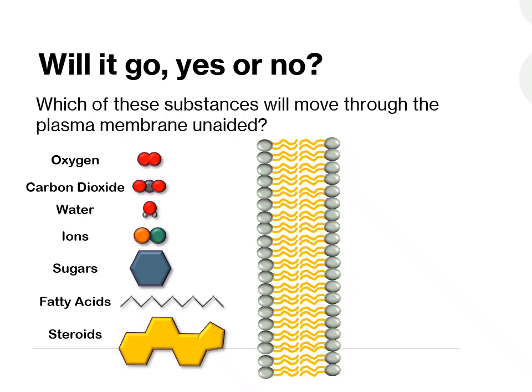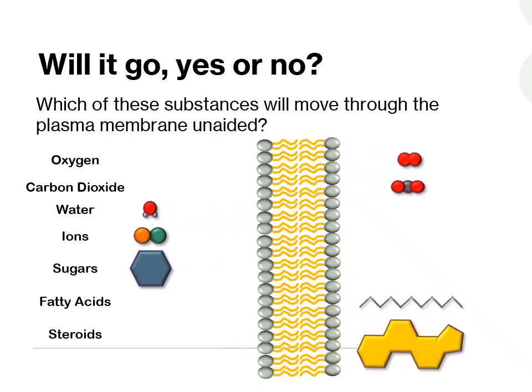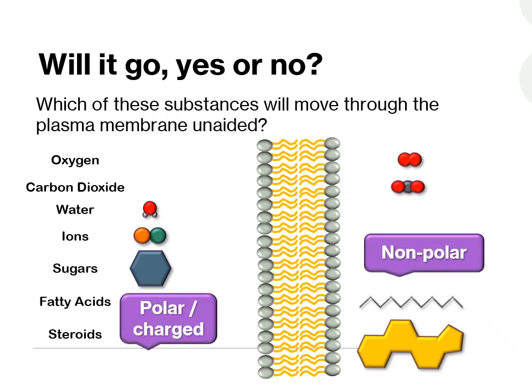Okay, let's have a look. Did your list match what just happened? Why do you think some of them were able to cross while others weren't? The answer comes down to the nature of the substances. Those that are non-polar will be able to cross the membrane, while polar or charged substances will not.